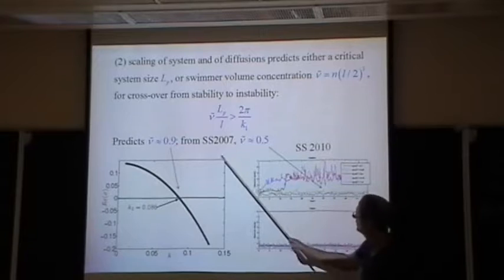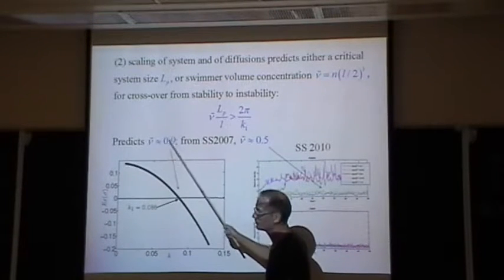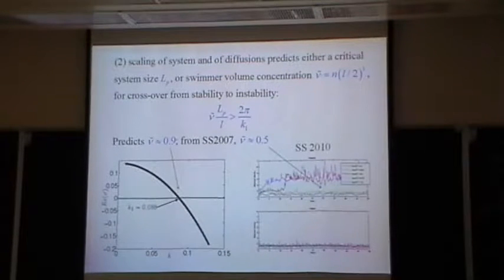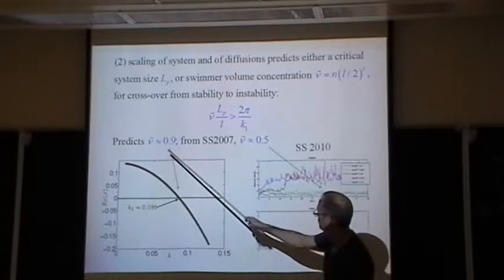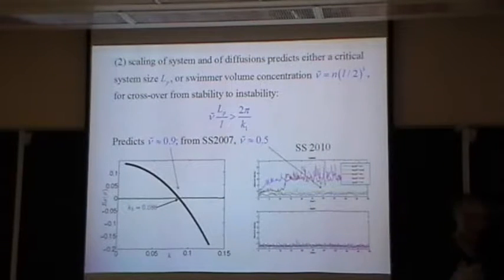So the kinetic theory predicts, for our swimming suspension, a volume concentration of around 0.9, approaching the semi-dilute limit. It's the edge of where we really think our theory is applicable. There should be an instability, but in our simulation we get around 0.5, which is not bad. It's within a factor of two.